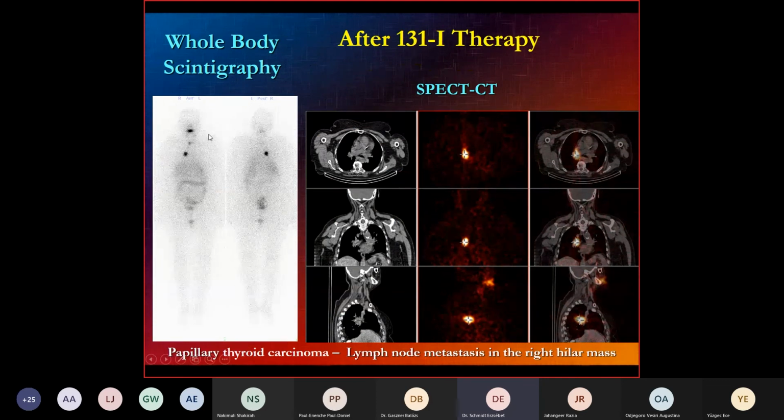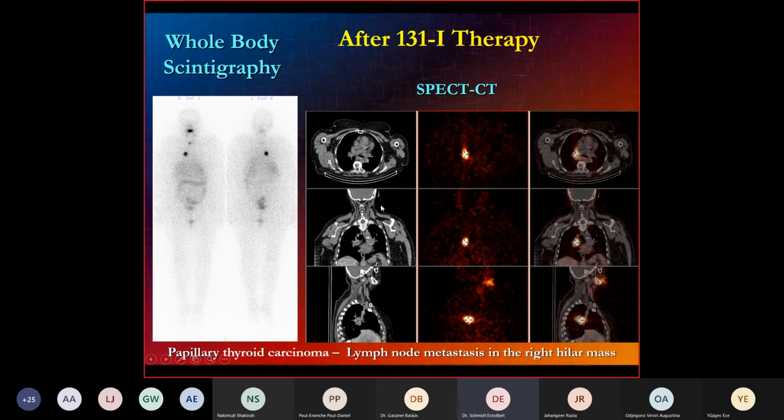This is a whole body scintigraphy, anterior and posterior view after 131 iodide therapy. The patient had papillary thyroid carcinoma. You can see an intensive pathological accumulation in the chest on the right side. This accumulation in the salivary glands and mouth is physiological, is normal.